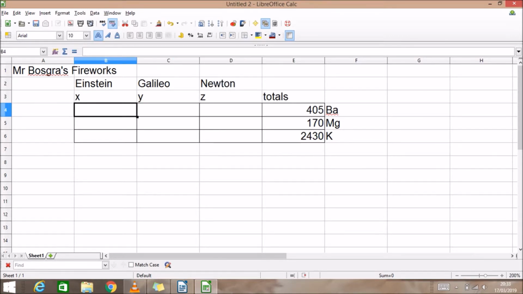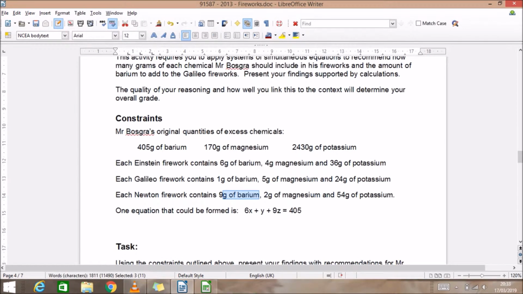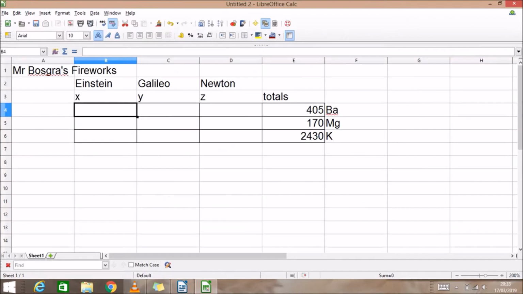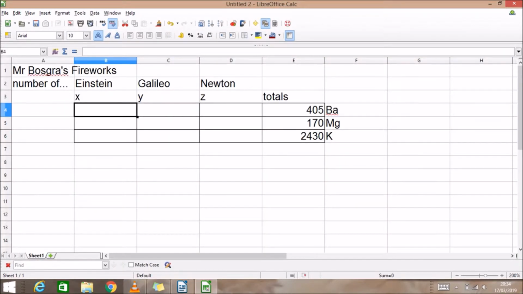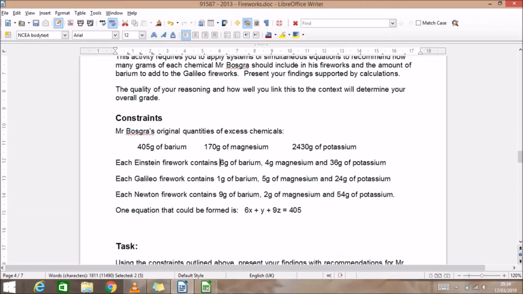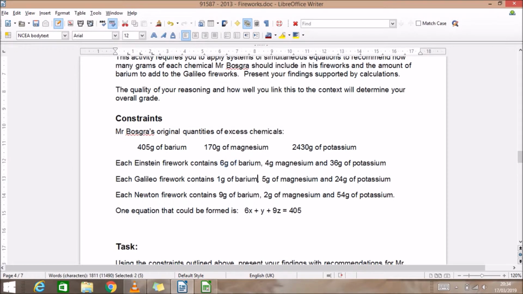So how much barium goes into an Einstein firework? Each Einstein firework contains 6 grams. In fact, this will be not how much goes into it, but what number of Einstein fireworks we should make. We know that if we had 1, it would make 6 grams of barium. If we had 2, we'd need 2 times that, so 12 grams, and 3 would be 3 times 6, and so on. However many we have, we're going to multiply it by 6. So 6 grams for every Einstein firework.